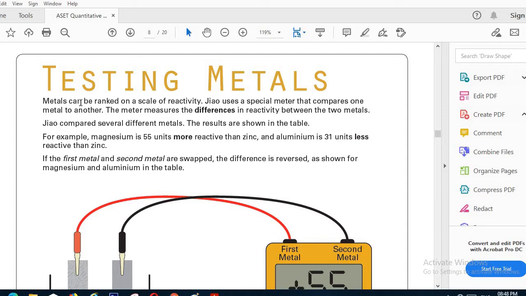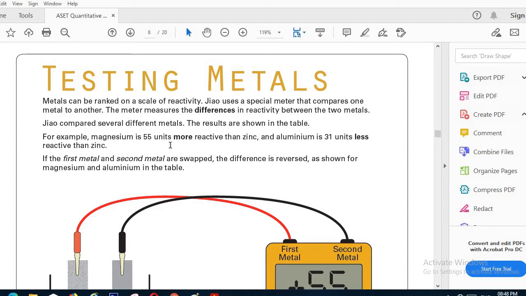The question is about testing metals. It says metals can be ranked on a scale of reactivity. Jiao uses a special meter that compares one metal to another. The meter measures the differences in reactivity between the two metals. Jiao compared several different metals, and the results are shown in the table. For example, magnesium is 55 units more reactive than zinc, and aluminium is 31 units less reactive than zinc.